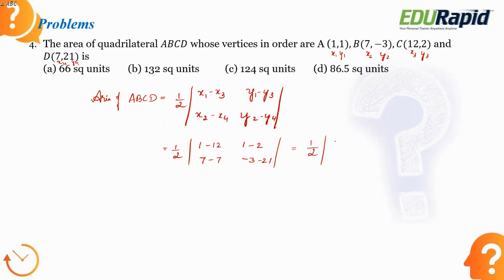So it's half into minus 11 minus 1, 0, and minus 24. On simplifying, we can write it as, multiplying this, 11 fours are 44, 11 twos are 22. That's what we get, and minus 0. So your right answer is, yes, it's 132 square units. So the right option is option B, 132 square units.